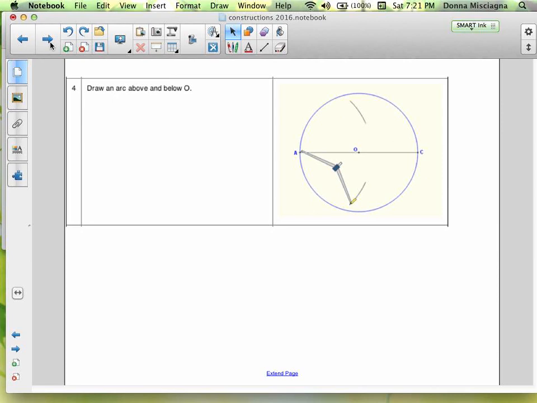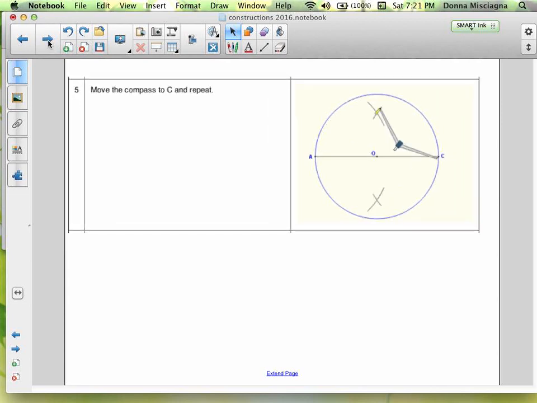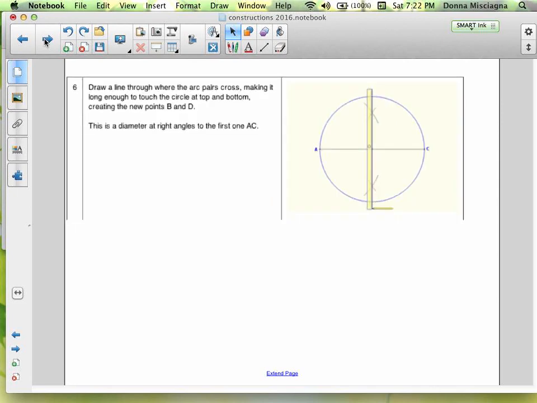Now, just looking at that step, does this construction look a little familiar? Have we seen something before where we had a line segment, and a diameter is a line segment, and drew an arc above and below, and then moved the compass and drew an arc above and below again? We're almost at our last step. We're going to draw a line where the arc pairs cross, making it long enough to touch the circle at top and bottom, creating new points B and D.